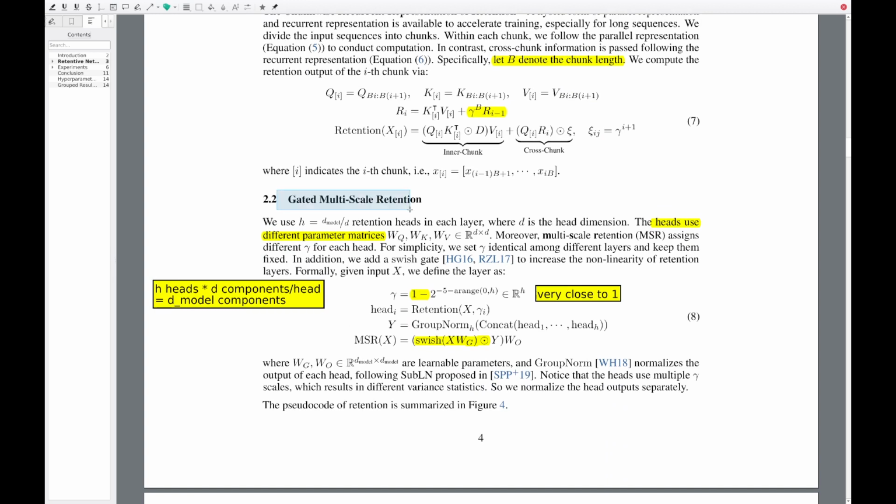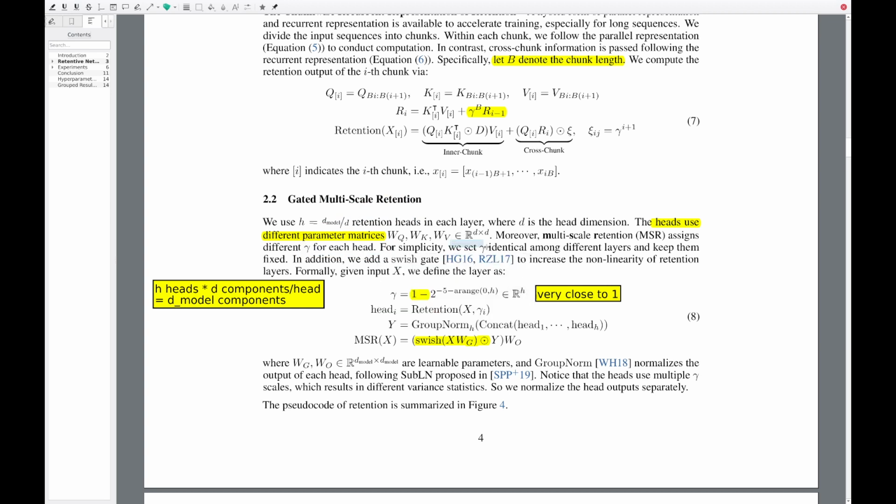Here they introduce two new ideas. They have this multi-scale retention, and they also have the gate, or the gated part. So the multi-scale retention splits up the model dimension into these sections of a length d, and there's h of these sections, and each of them goes through a different head with a different parameter matrix. But the multi-scale part refers to how each head also has a different value of gamma.